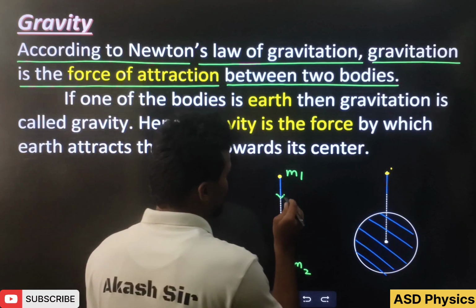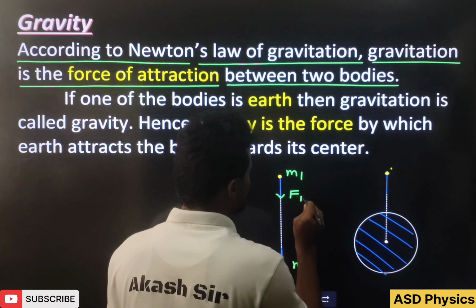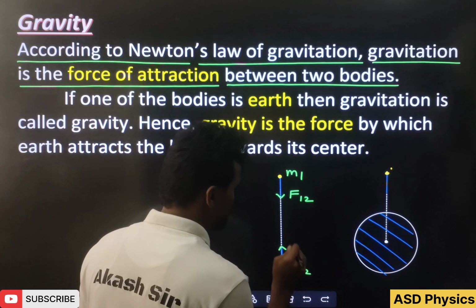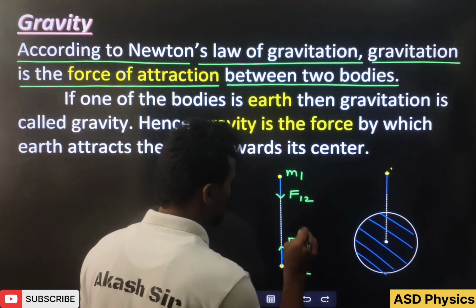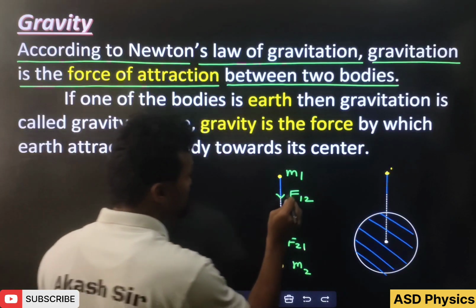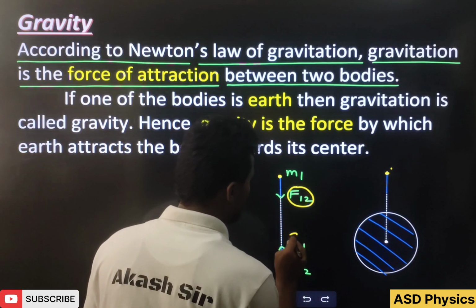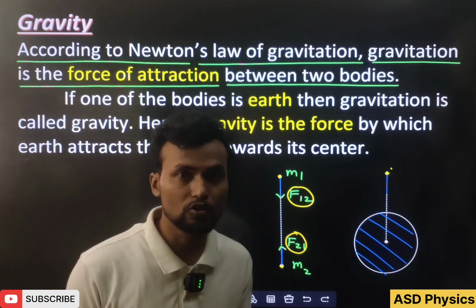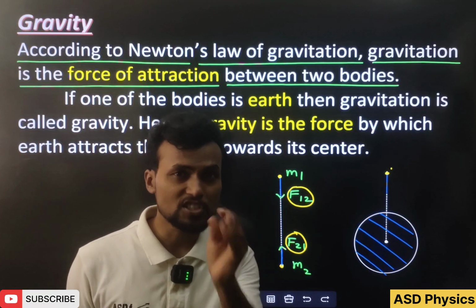So force experienced by 1 due to the presence of 2, we can write here F12. Okay, similarly force experienced by 2 due to the presence of 1 is called what? F21. Okay, and in this context, this F12 and F21 is called force of gravitation or gravitational force, or in simple language, just gravitation.